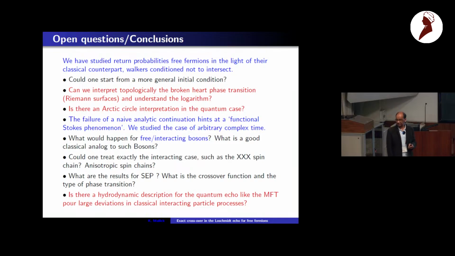So do you see signatures of this transition in the density profile of the fermions? If you take some large number of fermions and evolve in time, there's a clear plateau at t equals 0. Yeah, exactly. So that's what we are missing yet. We would like to have a kind of Arctic circle interpretation in the fermion case. It's very clear in the random walker case, and this has been computed. In the fermion case, we don't exactly know what kind of quantum observable we should compute, but there is certainly one.